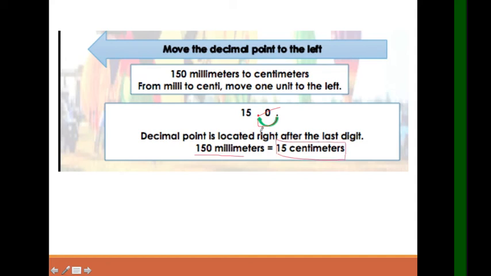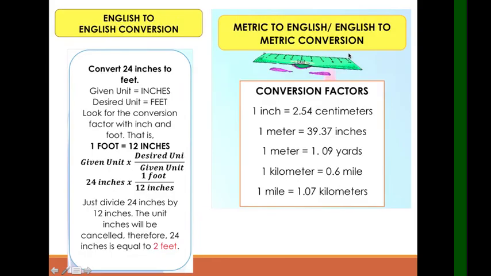So, again, kapag smallest to biggest, going to the left yung ano natin. From biggest to smallest, going to the right. Okay? Now, English to English conversion naman tayo.